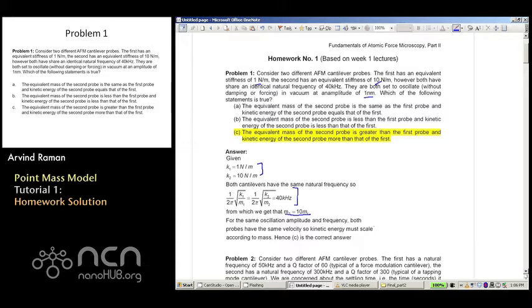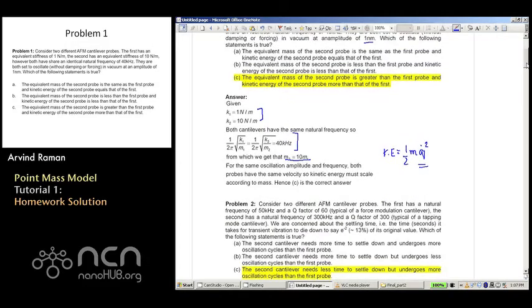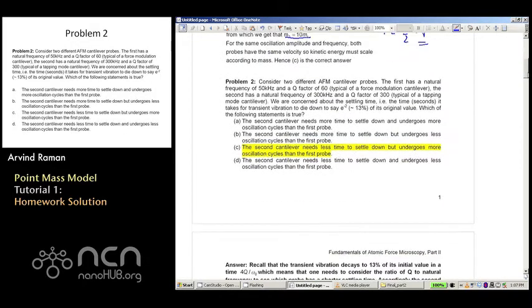However, we're also given that both oscillators are set to oscillate with the same amplitude, and they have the same frequency. So the amplitude and frequency of oscillation are the same. Both probes must be oscillating with the same velocity. And keep in mind that the kinetic energy is 1/2 the equivalent mass of the probe times the velocity squared. If the velocity is the same in the two probes, then the kinetic energy must scale by the mass, and therefore the kinetic energy of the second probe is going to be larger, even though the two probes have the same resonance frequency. Okay? Let's go to problem 2.